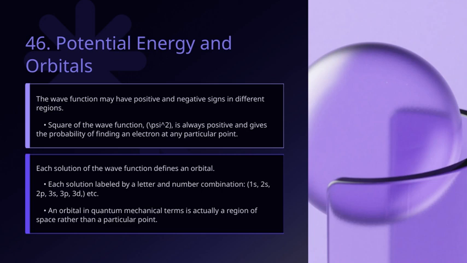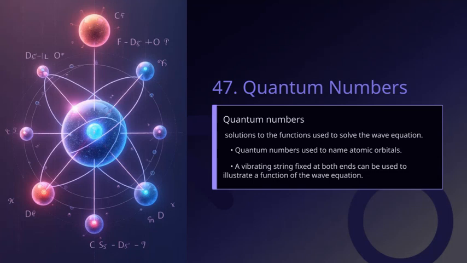So, in essence, orbitals are regions where electrons are likely to be found. Solutions to the wave equations define these orbitals, and the squared wave function gives us a way to visualize the probability distribution of electrons within those regions. Let's start with the idea of a vibrating string fixed at both ends. This simple system actually provides a great way to visualize the solutions to the wave equation.